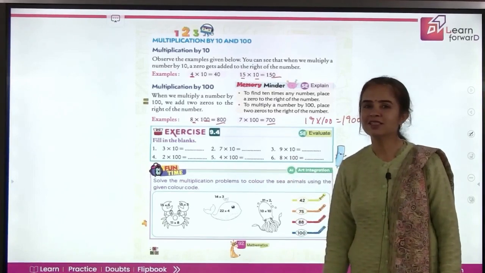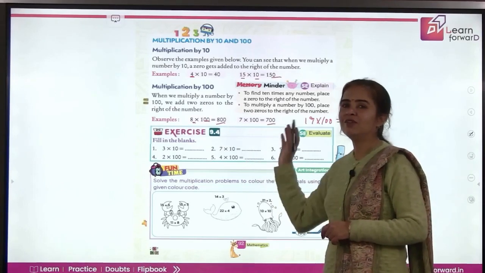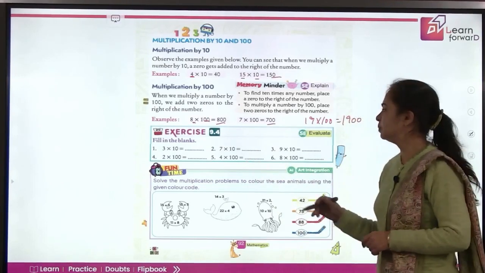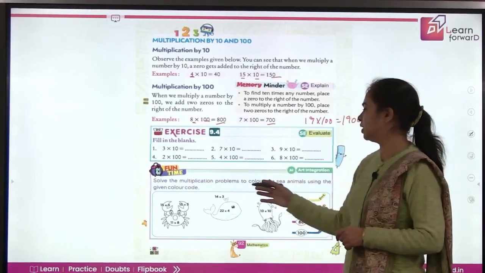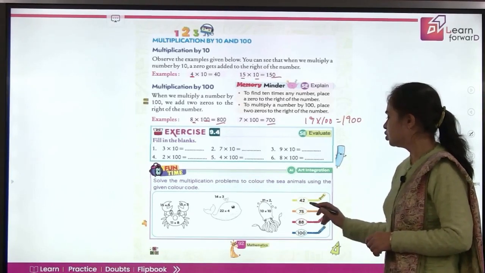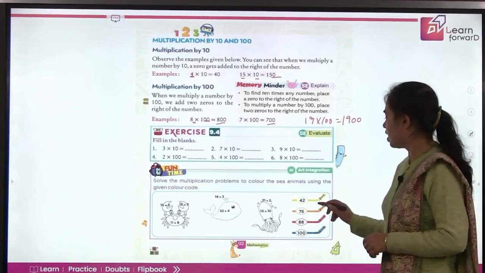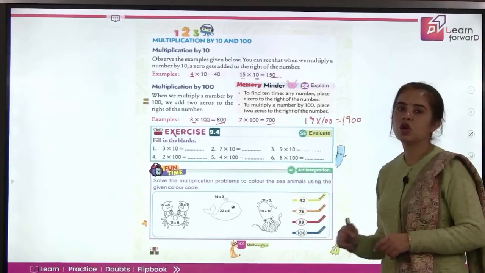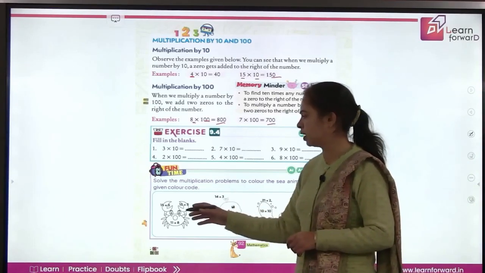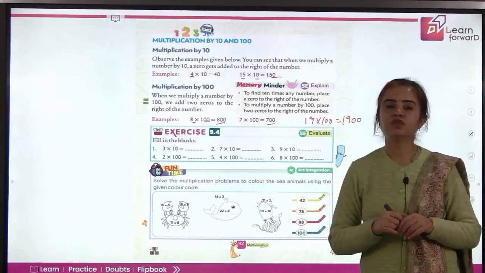Interesting to know this? That's great, children. So you have an exercise where you can have fun using this strategy. Next is fun time. Solve the multiplication problems to color the sea animals using the given color code. So if your product is 42, 75, 88 or 100, you have to use these colors in your pictures. So first calculate how much is 15 times 5. You have learned multiplication of two-digit numbers now.